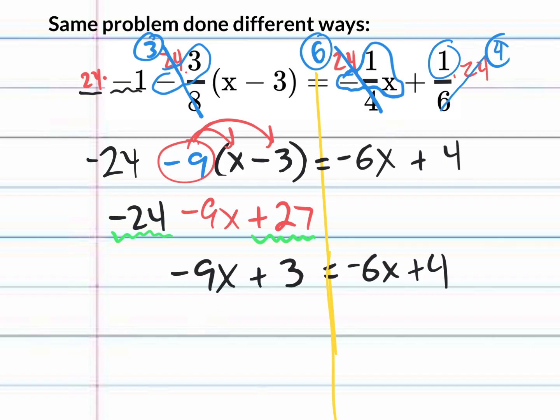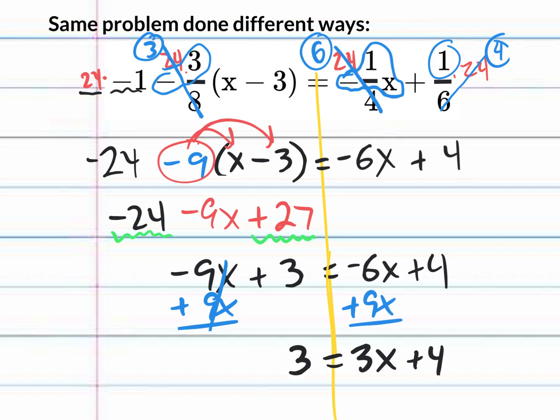I want to go with the -9x. I want to move it over here. That way it becomes a positive x. So I want to get rid of the -9x by doing the opposite. Plus 9x cancels out. Plus 9x. That will be 3x. Bring down the plus 4. Bring down the equal sign. Bring down the 3.